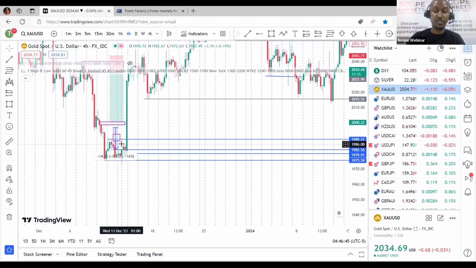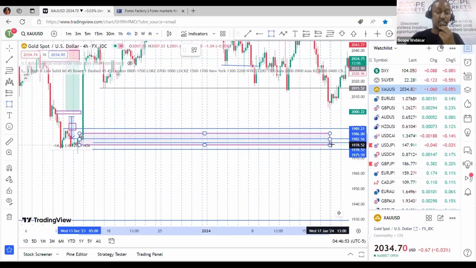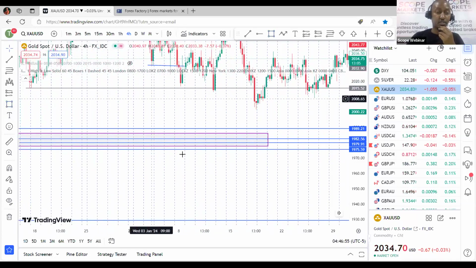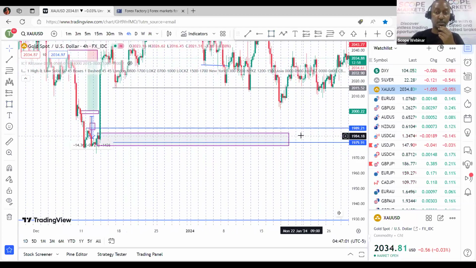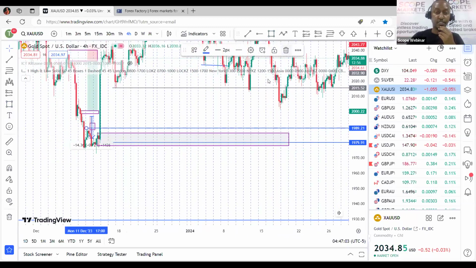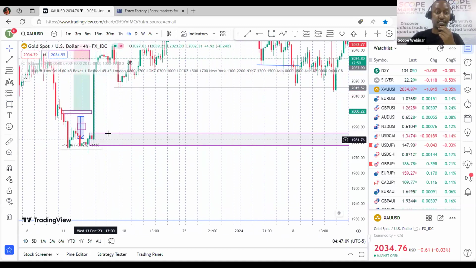On the downside, we have this particular level. This is still yet to be tested. This is a buy zone or a demand zone. You can see the engulfing there. So let me delete so many lines here. You can see this is an untested area.